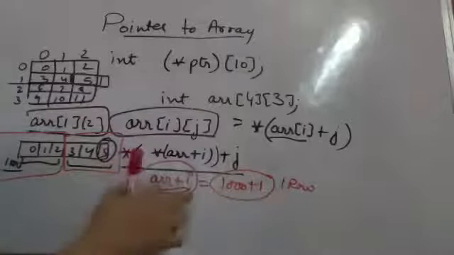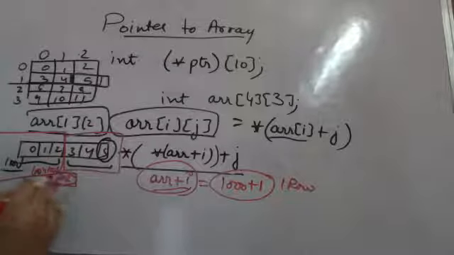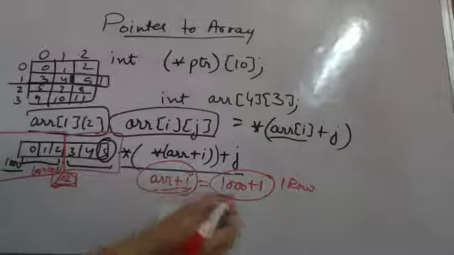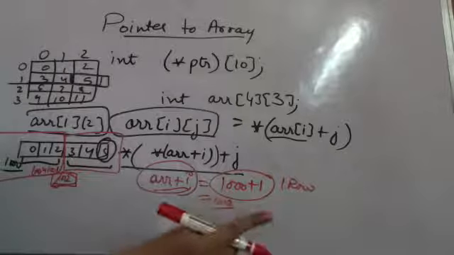So array of I 1000, 1004, supposedly 1008 and 1012. This is 1012 is the starting of next row. Array plus I, this becomes 1012. The starting of row 1.